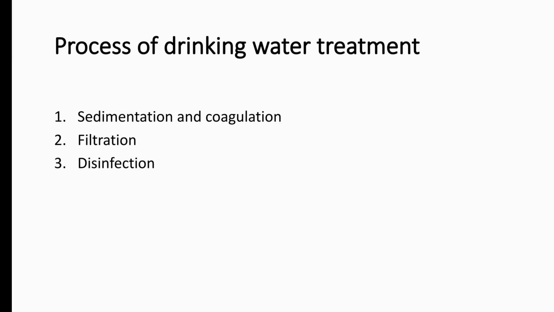Water purification does not necessarily mean sterilization of water. During water purification, the harmful or pathogenic microorganisms are removed. So the process of drinking water treatment consists of three main steps, and they are sedimentation and coagulation, filtration, and finally disinfection.